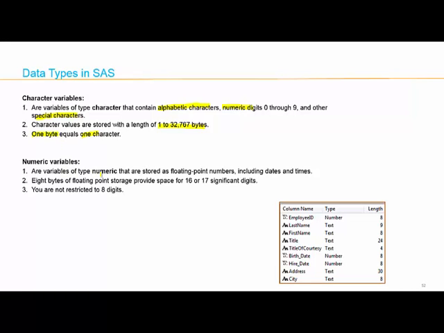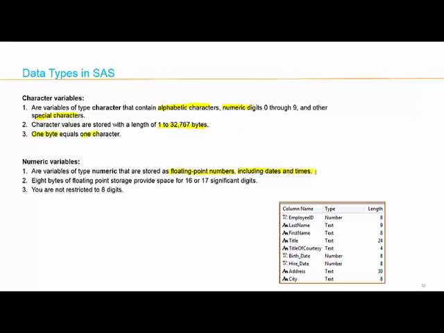When you are creating a numeric variable, in a numeric variable I can store only floating point numbers, which have an integer value or a decimal value. It can be a positive value or a negative value, and it also stores date and time values in its variable.